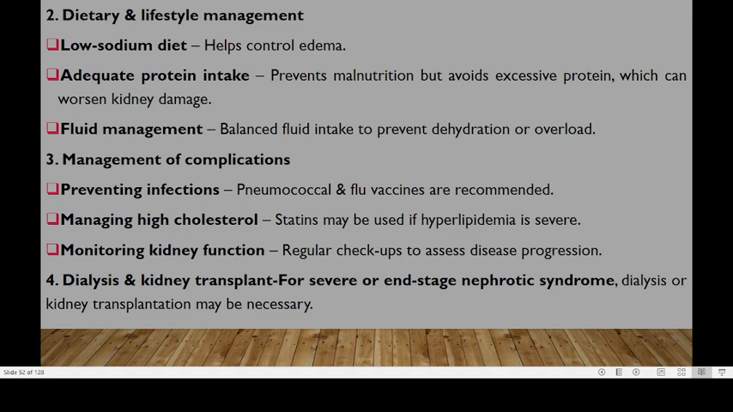Management of complications involves, number one, you have to prevent infections, like we could use the pneumococcal and the flu vaccines, which have been recommended for this. Managing high cholesterol. So statins may be used if hyperlipidemia is so severe. And then you have to do regular checkups to assess the disease progression. For severe or end-stage nephrotic syndrome, dialysis or kidney transplantation may be necessary.